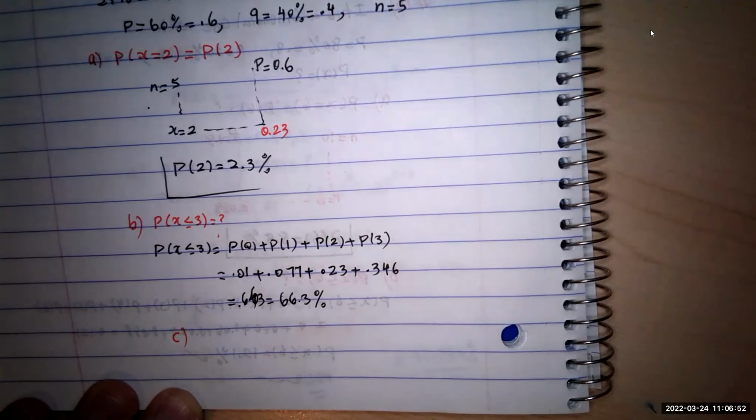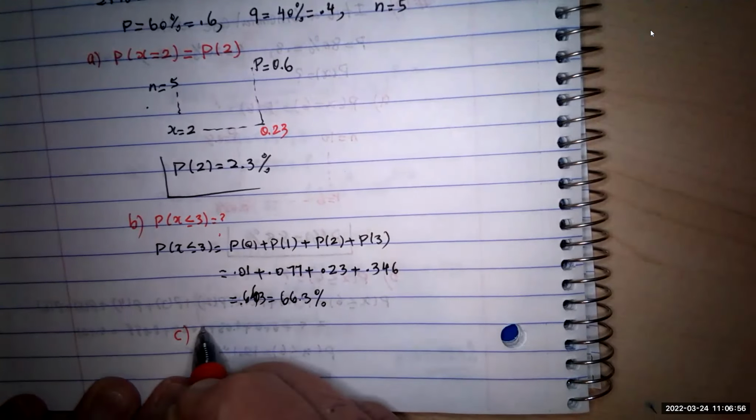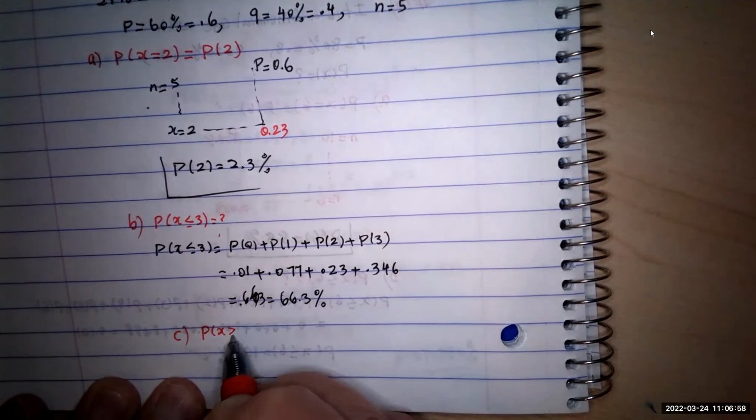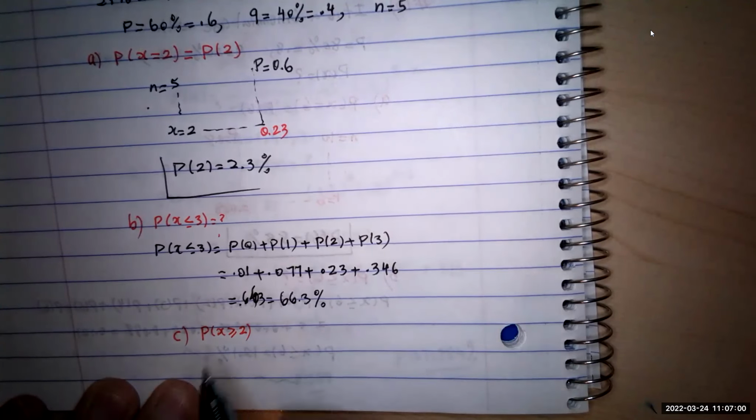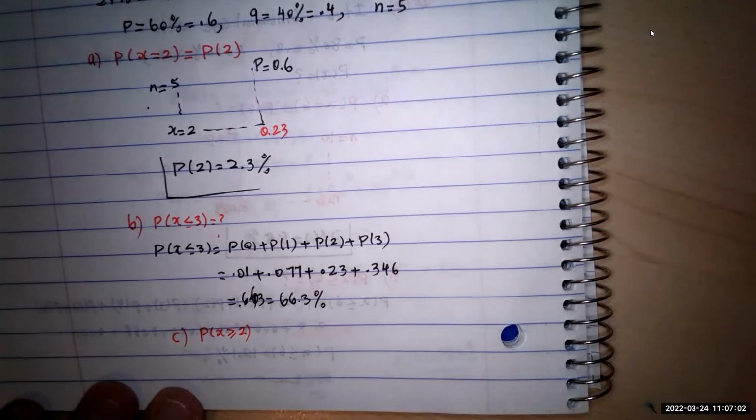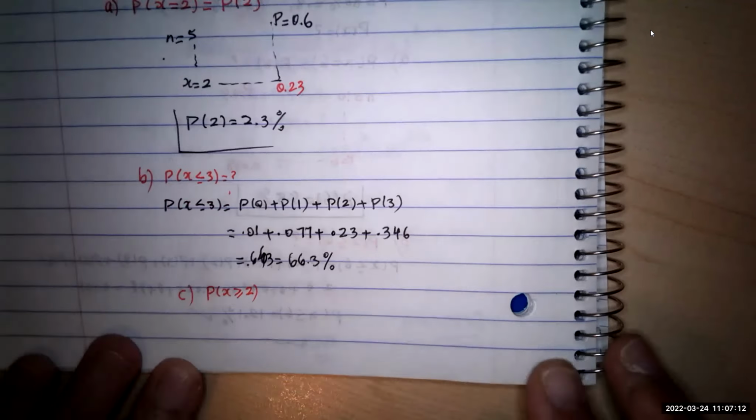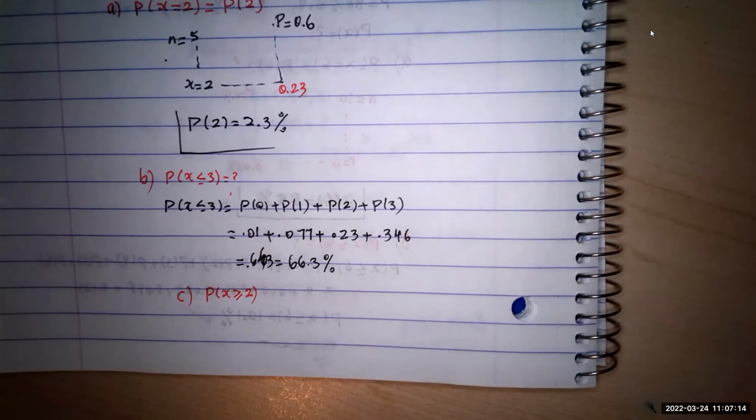That was at most, at least 2. So probability of at least 2 means x is going to be greater than or equal to 2. Okay, at least 2. I use the complement for this one so that you can see other options, when you're dealing with this type of problem. Okay, 2 means you can have 2, 3.